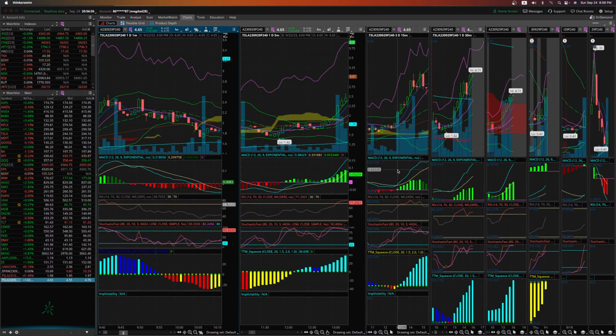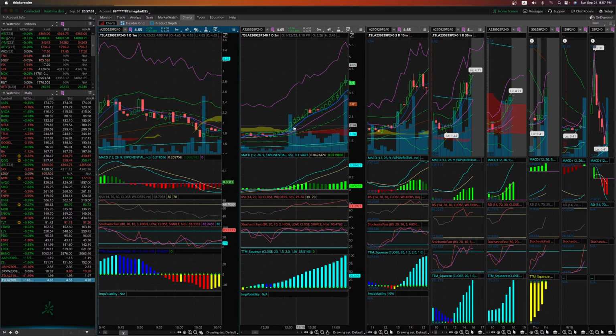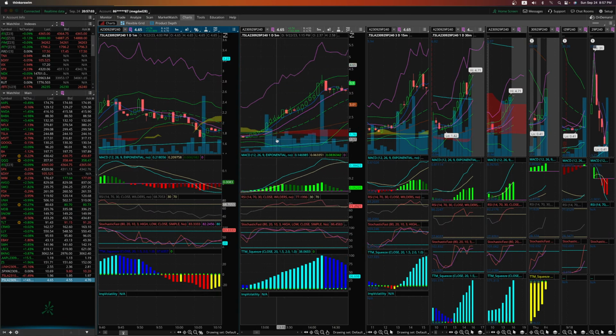You can see here it jumped up. Then the 30 minutes at 1 p.m. golden cross, and it jumped up. You can see here the volume started coming in. People came in, and you can hold this option until you see a dark blue bar on the 5 minutes.